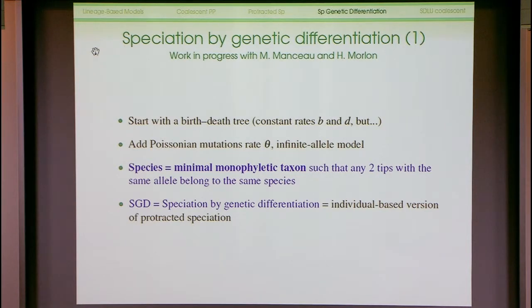So here the definition is that you have your birth-death tree, for example, a branching process, and you add Poissonian mutations at rate theta in the infinite allele model, meaning that in both these models the speciation is what's called the point mutation model of speciation, where just a single mutation gives rise to a new speciation. And so we tried many definitions of species from this.